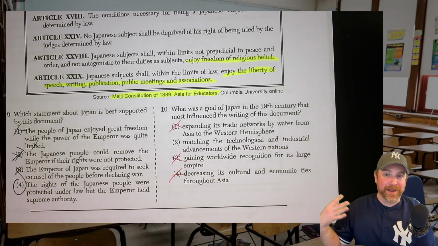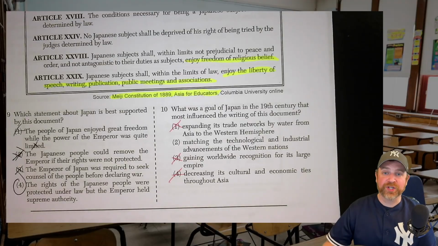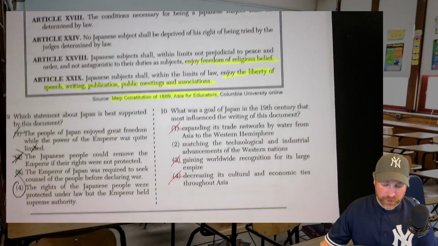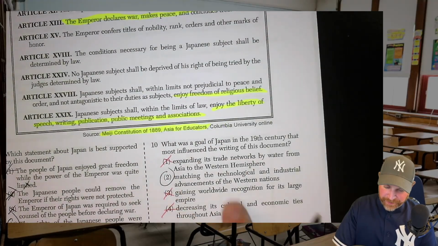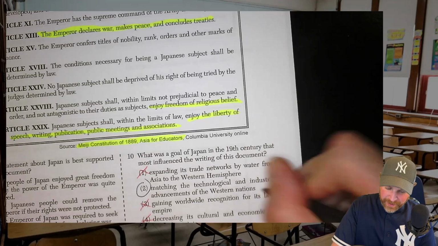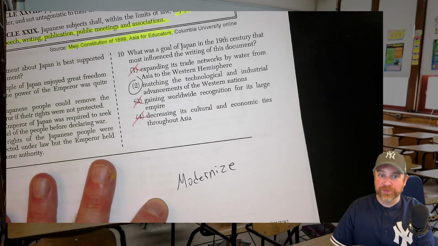And we know that Japan historically had, at least before World War II, pushed into China and Korea quite a bit to get access to natural resources. Okay, so choice 2 is going to be our answer, matching the technological and industrial advancements of the Western nations, right? AKA, they wanted to modernize their society, right? When you see Meiji, you think modernize. Number 2 is the answer for number 10.